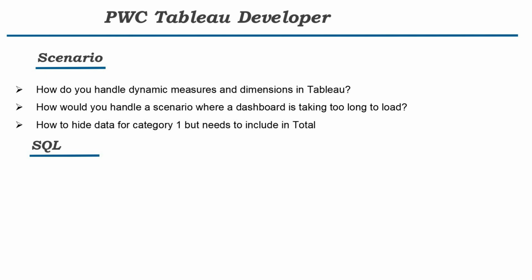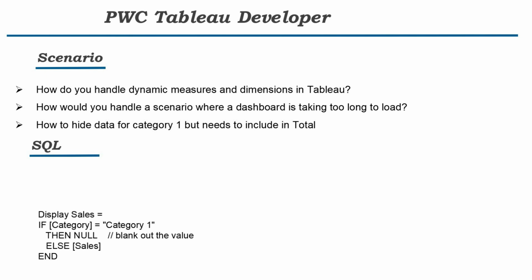How to hide data for category 1 but still include it in the total? For this, you can follow this calculation: if category is equal to category 1, then null, else sales. Okay, so with the help of this, you can hide the data for category 1, but it will be included in the total as well.